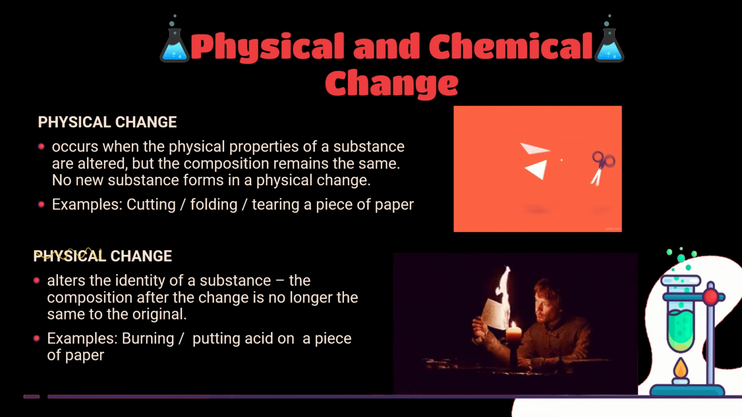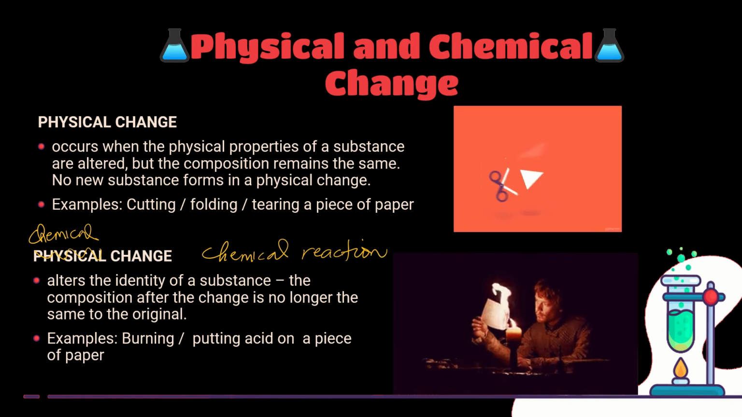Next, we have chemical change. This is chemical. So when we say chemical change, it changes or it alters, binabago niya yung identity ng substance once it has undergone a chemical reaction. So in order for something to be considered na nagkaroon ng chemical change, it must undergo a chemical reaction.